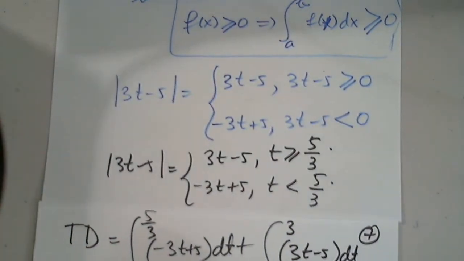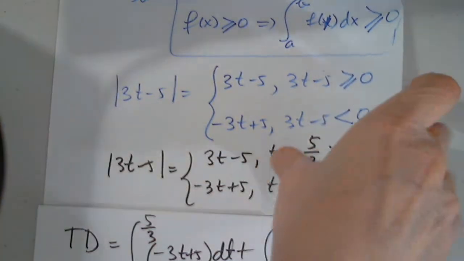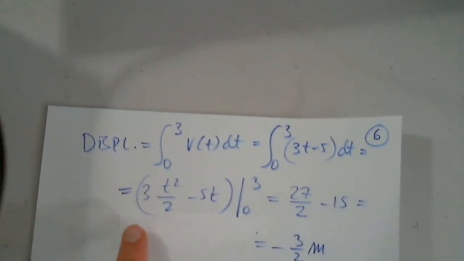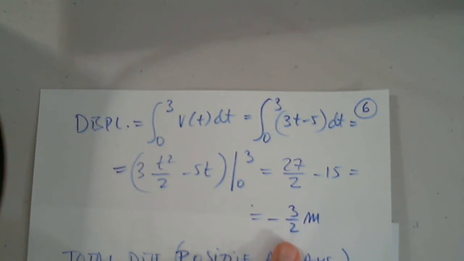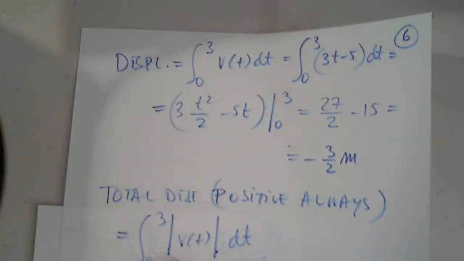Now let me ask you if you have any questions before we continue. Any questions on this so far? Which one are you doing right now, the displacement or the distance? The displacement we finished. Sorry. That's okay. The displacement is this, and it can be any number. But the total distance will always be a positive number.